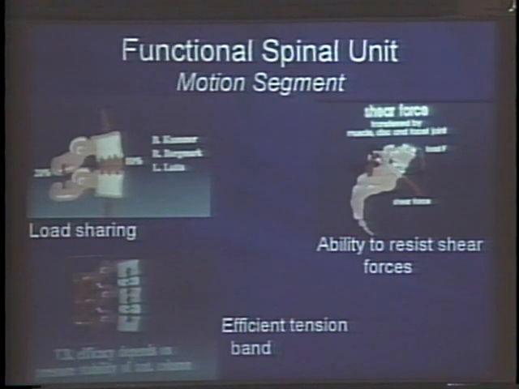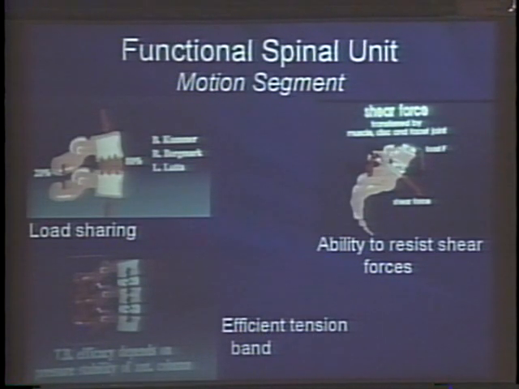If we look at the motion segment or functional spinal unit, there are a number of articles where the disc is quoted to bear 80% of the load through the spine and the posterior elements approximately 20%. An efficient tension band consisting of the muscles and the posterior facet joints is also necessary. And the efficiency of the tension band depends on the compressive stability of the anterior column, which is to say if the anterior column doesn't resist compressive forces, the tension band will not be functional. If the tension band and the load sharing principles are not in play, then we're unable to resist shear forces, which are the primary forces in the lower lumbar spine.